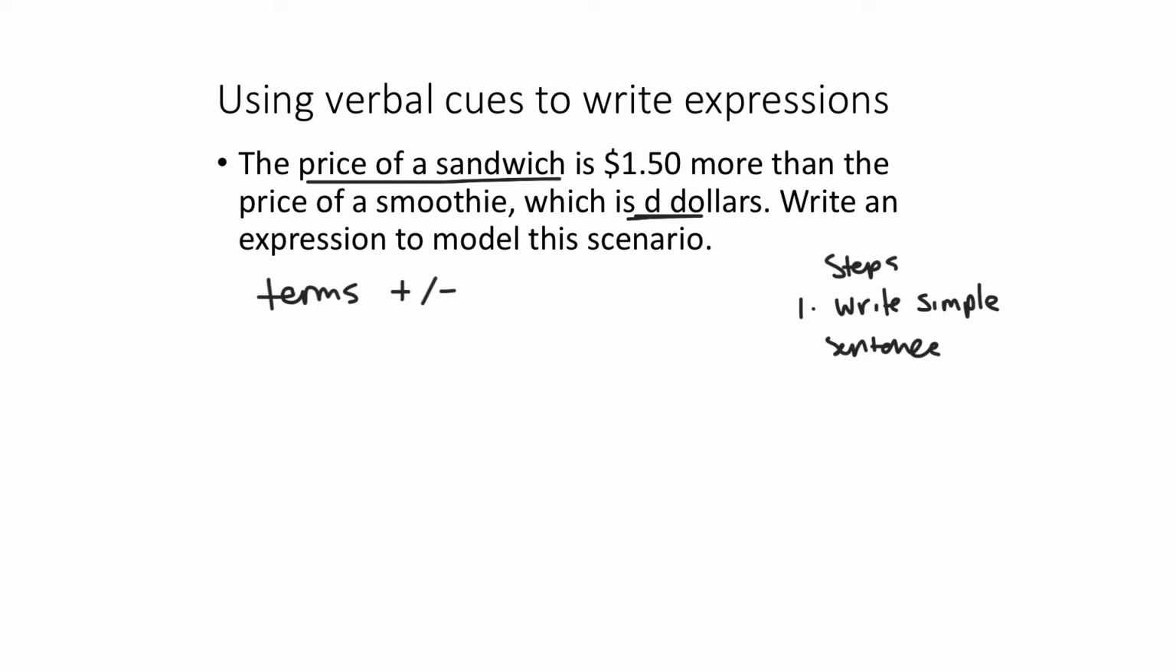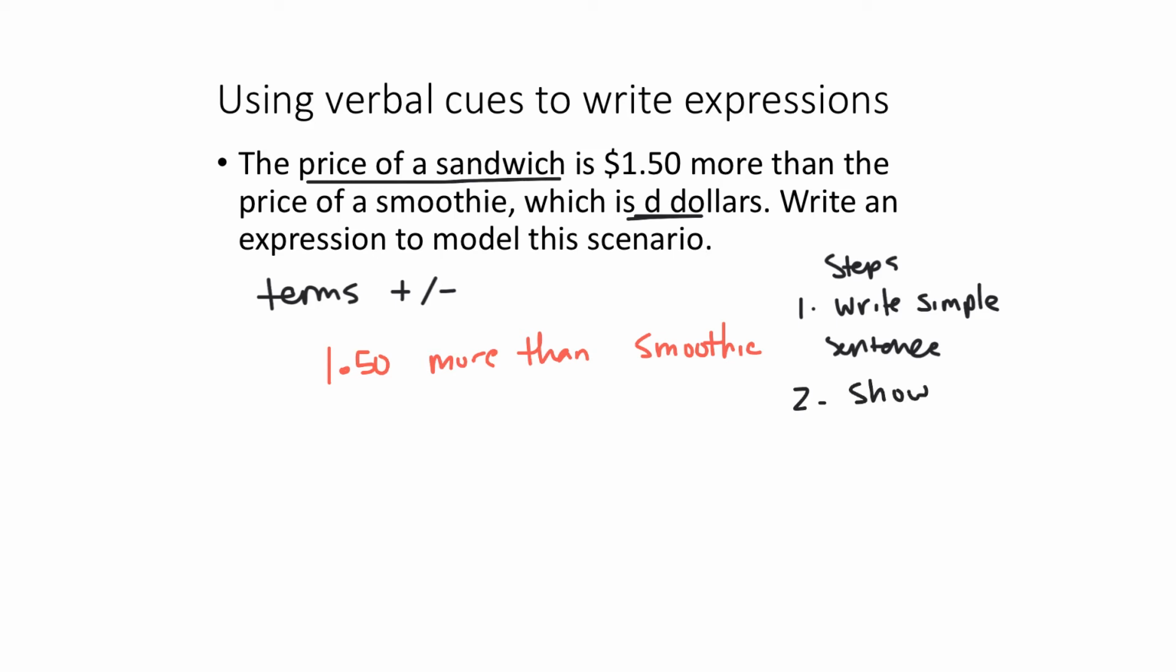So I'm going to write this just in simple terms. $1.50 more than a smoothie. And so this is an example of a simple sentence. Notice that there's not very many words here. I took basically that entire sentence and reduced it down to just 4 words. $1.50 more than smoothie. And so the second step that we're going to do is we're going to show operations.